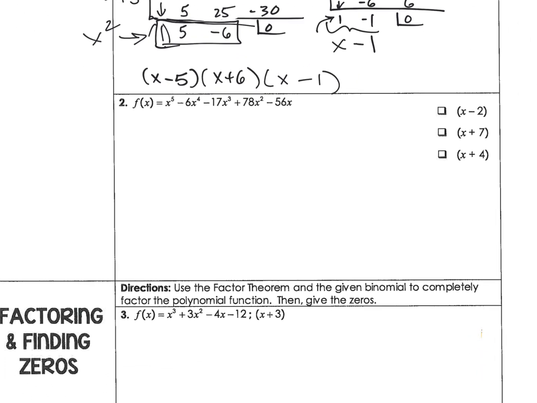So we want to check 2. Negative 2, x minus 2 means we're going to put 2 through, aren't we? 1, negative 6, negative 17, 78, negative 56, and 0. Don't forget the 0 at the end.